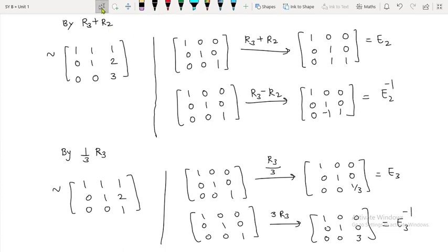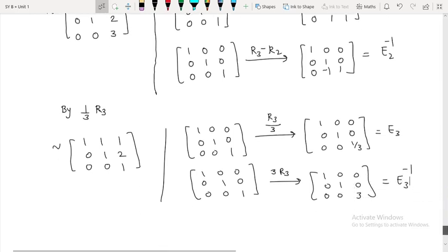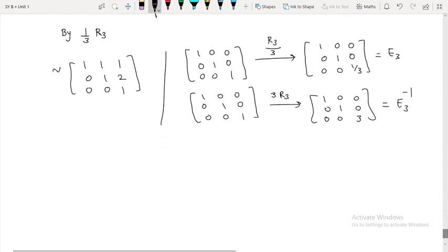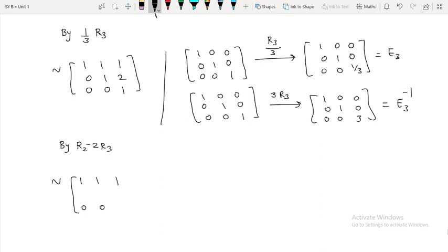So now next operation. Can you guess the next operation? Now I am going to make this entry as 0. So my operation will be R2 minus twice R3. So this will be equivalent to 1 1 1. Now second row will change, so 0 0 1. This will be 0 only. This will be 1, I guess. Am I right? 1 minus 2 multiplied by 0, that is right. And 2 minus 2 multiplied by 1 again will be 0.